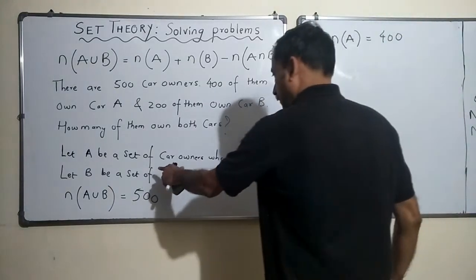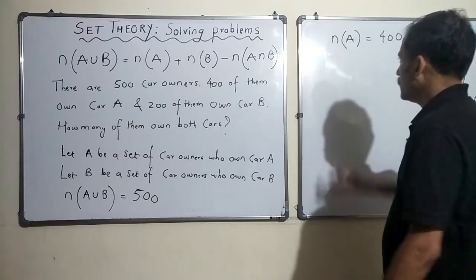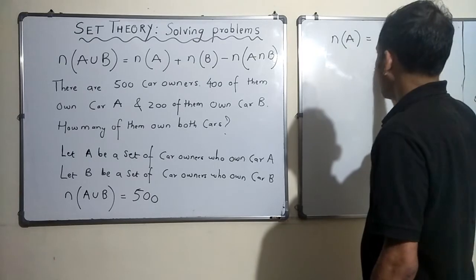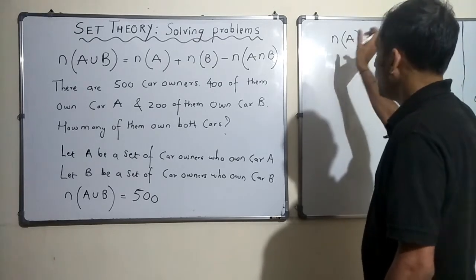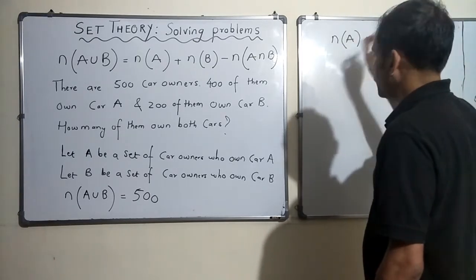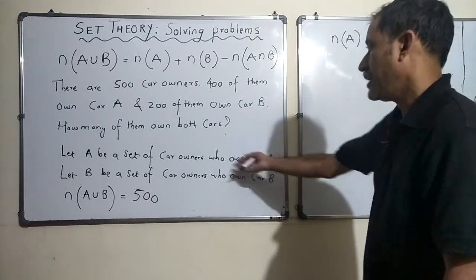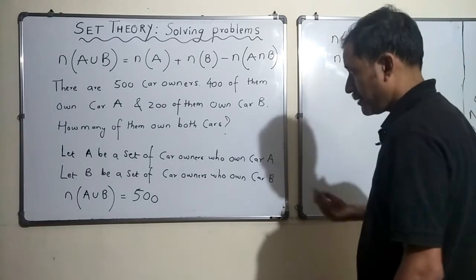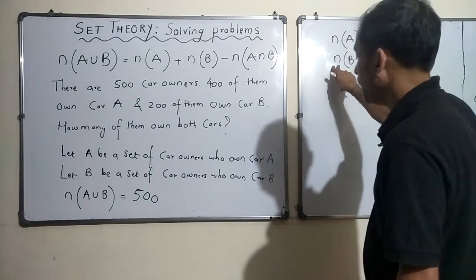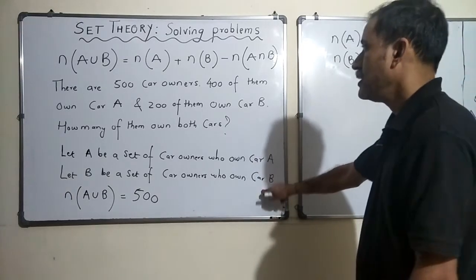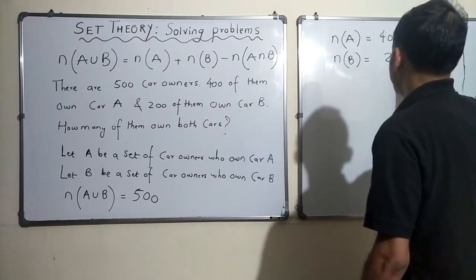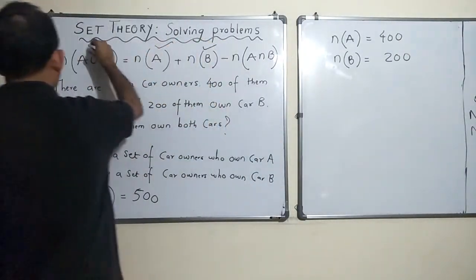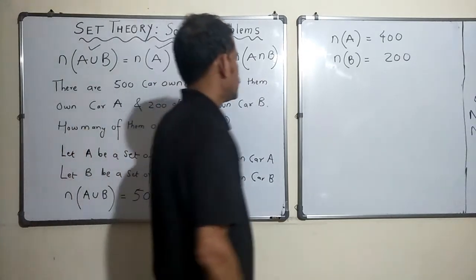Let A be the set of car owners who own car A, right? So the number of elements in the set A is 400, which is the same as the number of owners of car A. The number of owners of car B is the same as the number of elements of set B as per this definition, and that is 200, right? So now you know this, you know this, you know this as well. So you should be able to find out this, right?